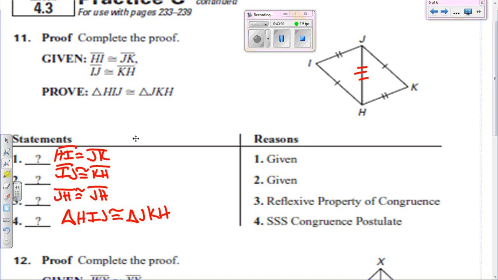Matter of fact, I'm going to do that for every section. I'm going to put a problem on it. I'll tell you which one it is. I'm writing it down in my notebook right now. 4.3, practice C, number 11. Boom. Going right on your test.